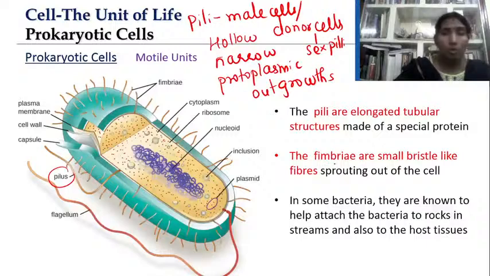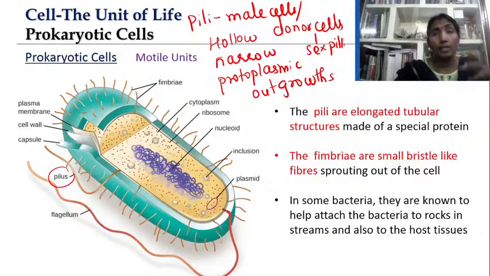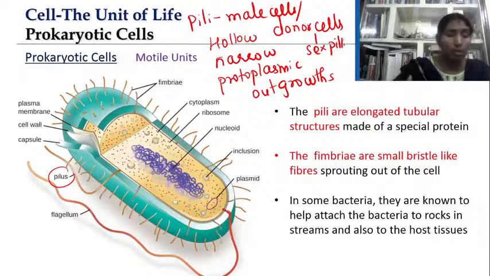Coming to the Fimbriae, they are small bristle-like structures sprouting out. They help the bacteria to attach itself to rocks or streams or even to host tissues. So Fimbriae are known to attach bacteria to a solid surface.